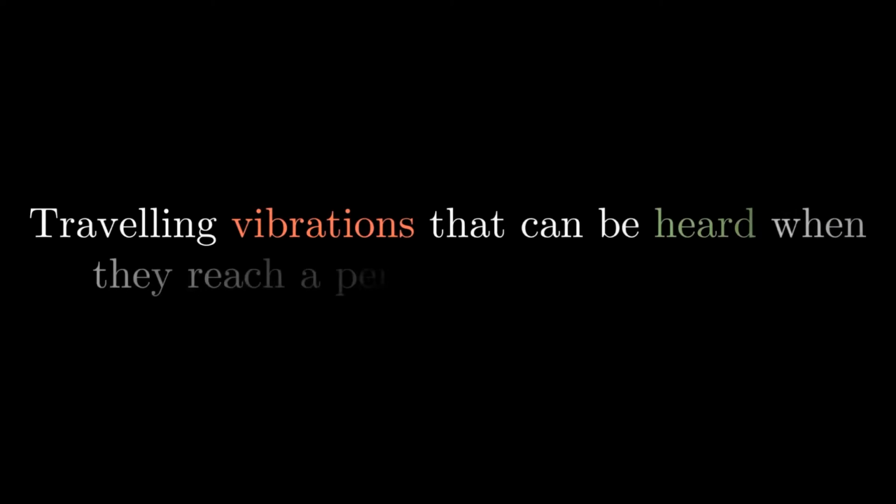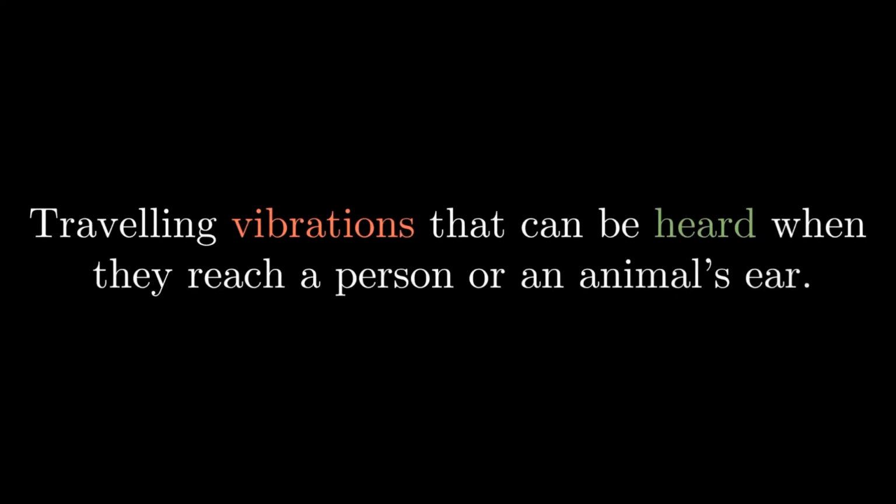On screen is what the guitar string looks like, up close and slowed down. When the guitar string is pulled and released, it vibrates up and down, hundreds of times a second. It's these vibrations that travel through the air and into your ear which you perceive as a sound. So that's all sound is, traveling vibrations that can be heard when they reach a person or an animal's ear.